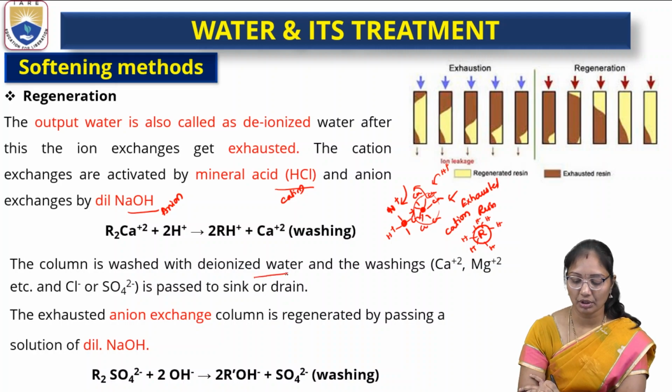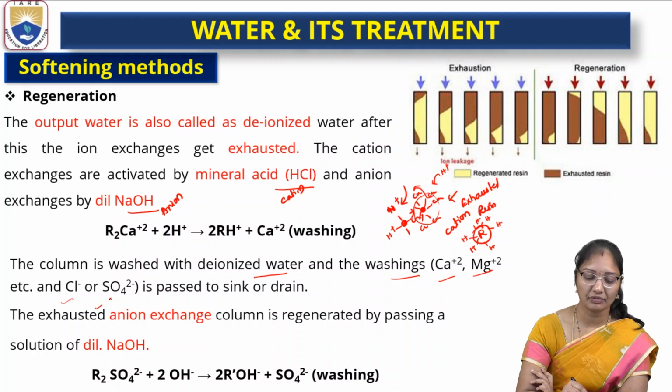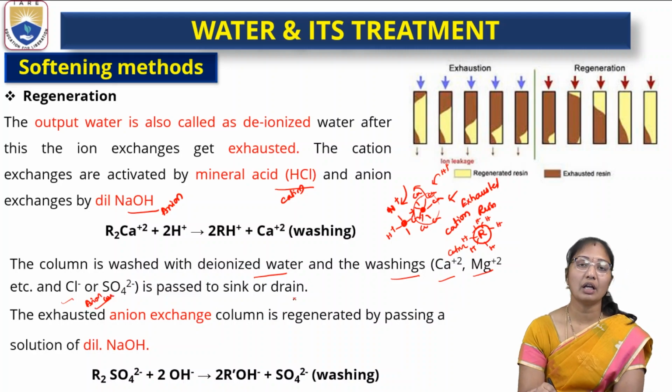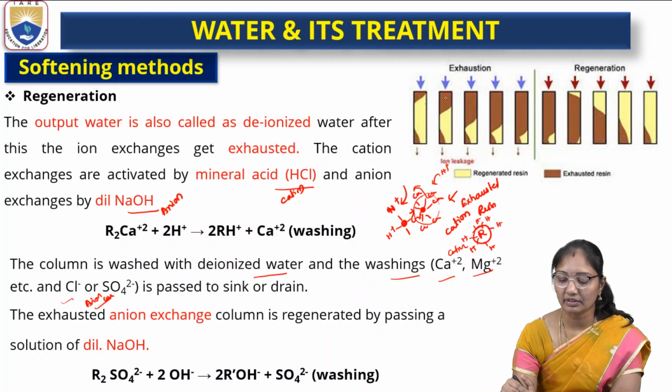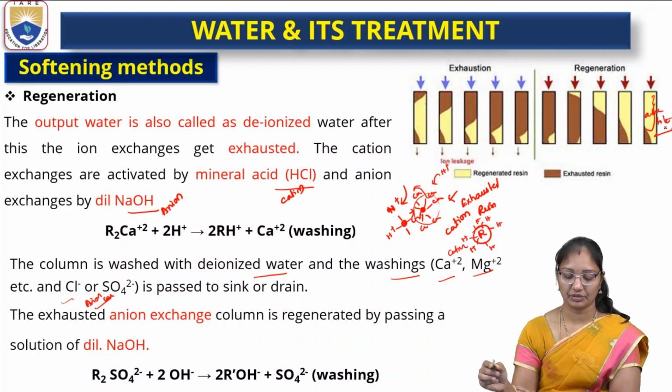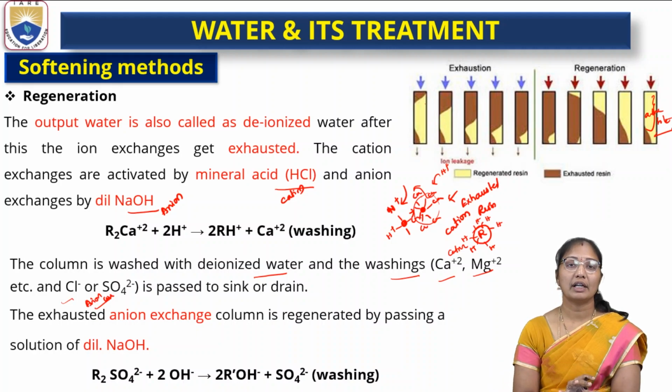The column is washed with deionized water, and the washings containing calcium, magnesium, and chloride, sulfate, from the cation column and anion column, are passed to the sink or drain. So if we see here, the exhaustion stage, the brown color indicates the active sites are completed. See, from first step to last step, the brown color indicates the active sites are completed, almost displaced all the calcium and magnesium ions. So only this active site remains. When regeneration starts with mineral acid and sodium hydroxide, again calcium and magnesium ions or chloride and sulfate ions got drained out. In the regeneration step, all the brown disappeared and this white is active sites. So again it was ready for the filtration. So this is what is going to happen in both the anion and cation exchange columns.